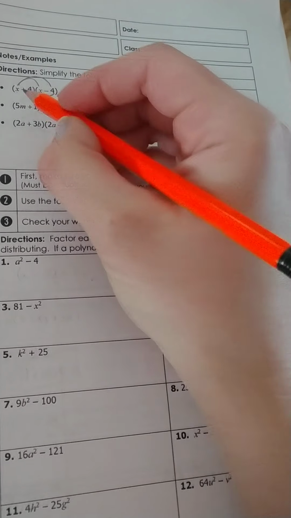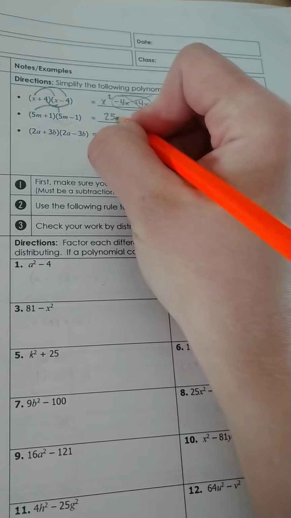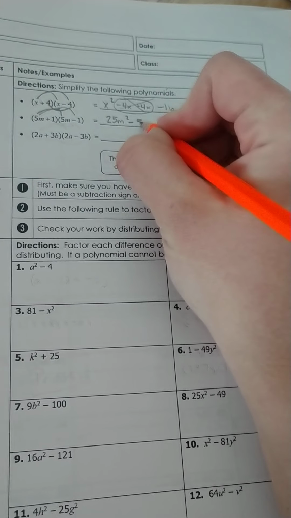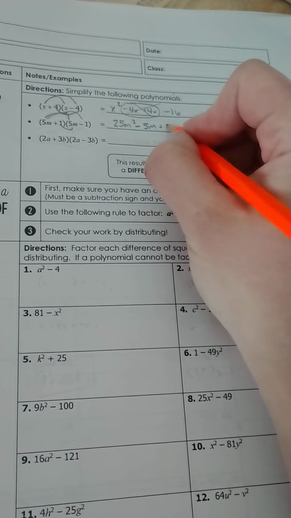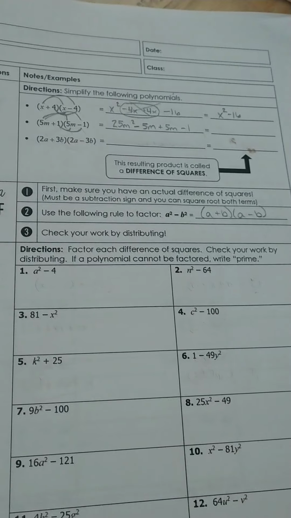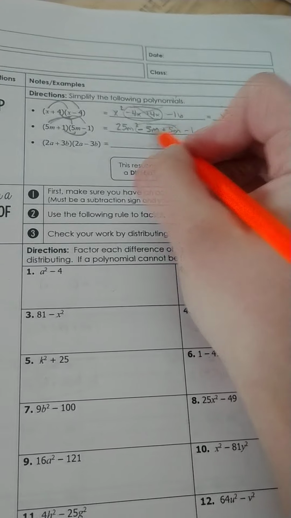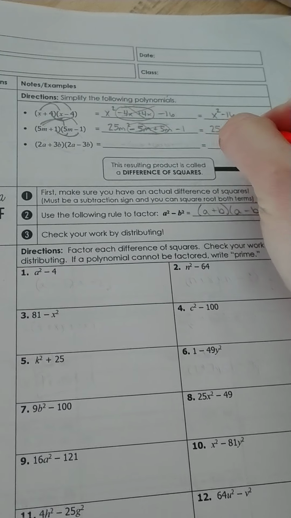So again, 5m times 5m gives you 25m squared. 5m times a -1 gives you a -5m. 1 times 5m gives you a positive 5m. And 1 times -1 gives you -1. Combine your like terms. -5m plus 5m, that cancels. You are left with 25m squared minus 1.